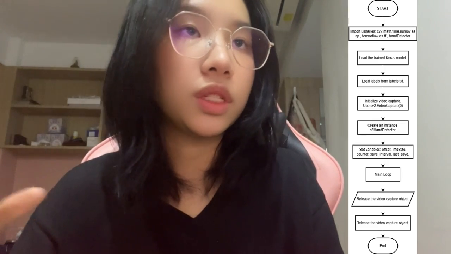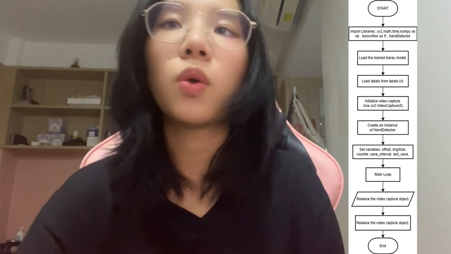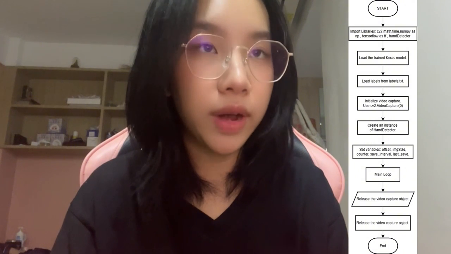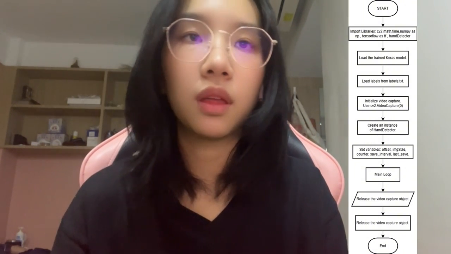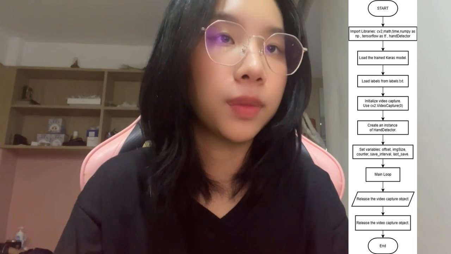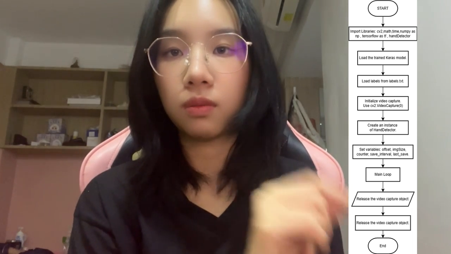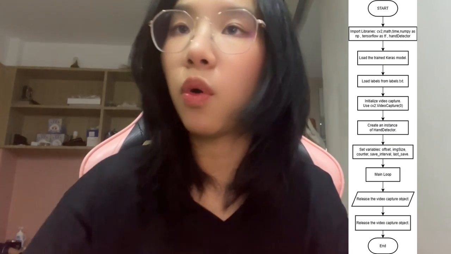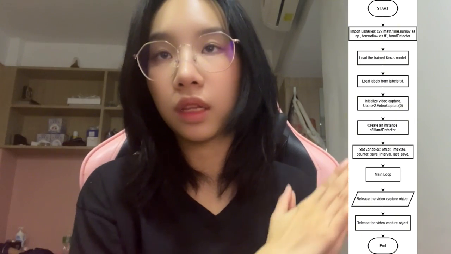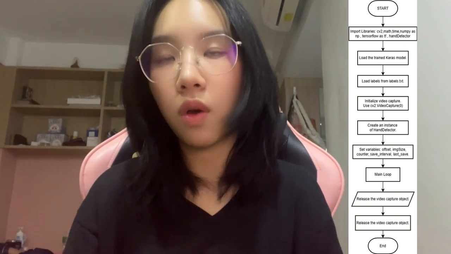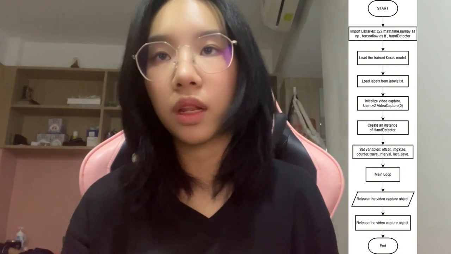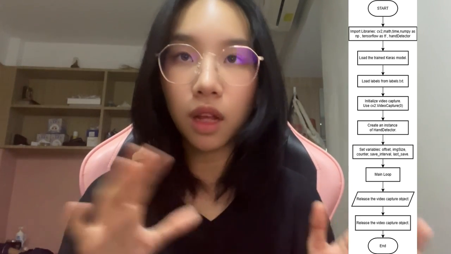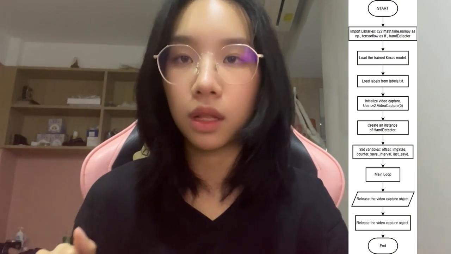So the last part is the test code main part. We use the model that we already trained on Teachable Machine, and let's start the flowchart. Because we don't do any prediction in here, we use the model. Anyway, we import the required libraries, and then we load the trained Keras model, and then we load the labels from label.txt. We create an instance of hand detector again and set variables of offset, image size, counter, save interval, last save interval, like the same things.